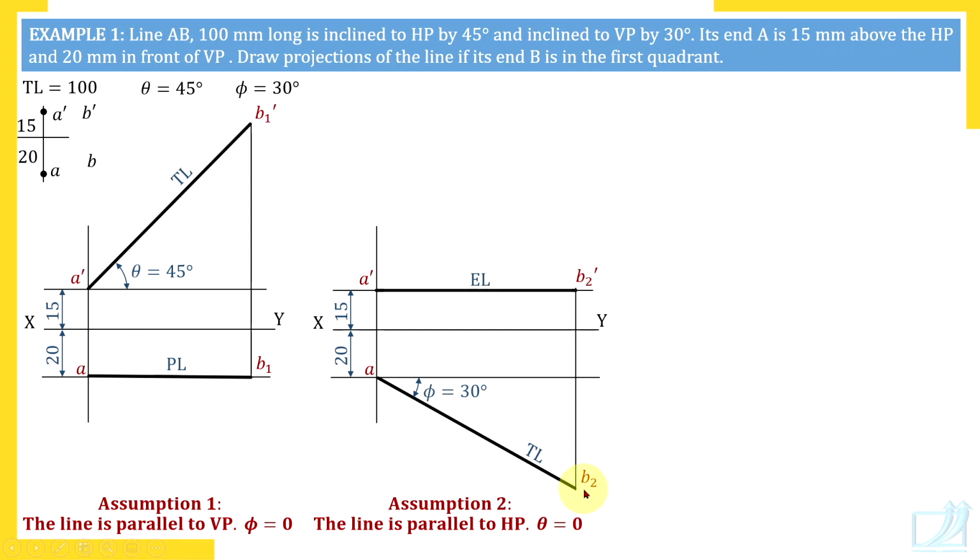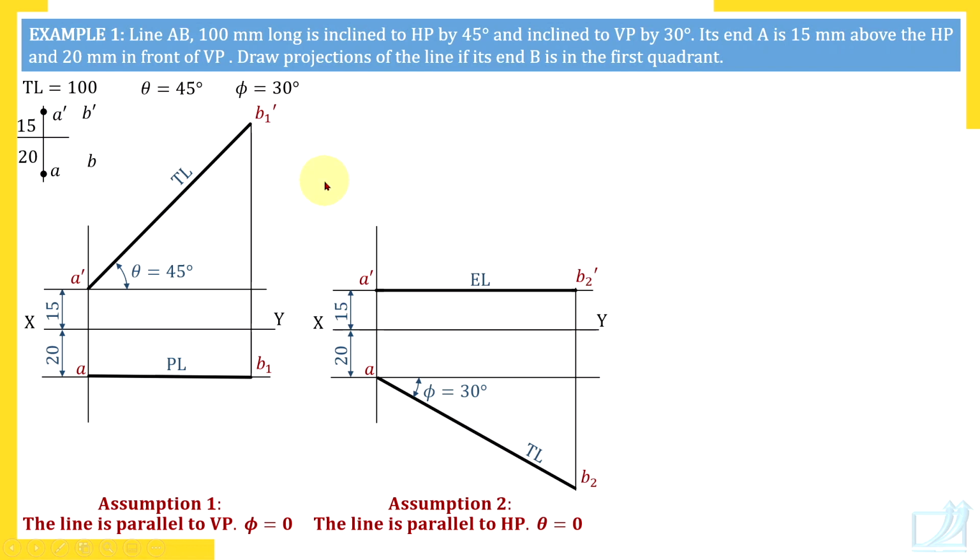Which view gives the distance from VP? Top view. So distance of point B from VP depends on this angle. If you reduce this angle, then point B will move closer and closer to XY line. So distance of point B from VP depends on inclination with VP. We have assumed line parallel to HP and we have found out front view length of the line and distance of B from VP.